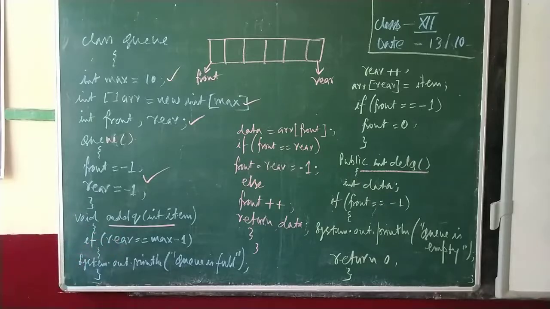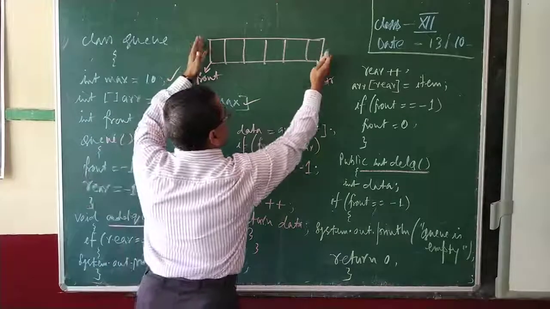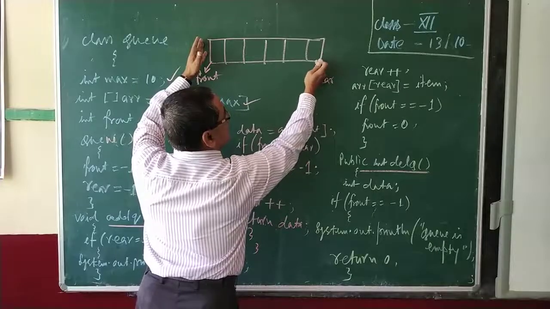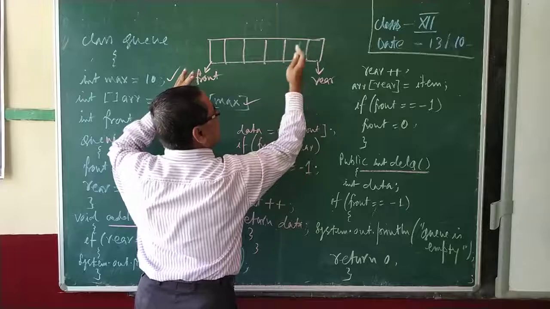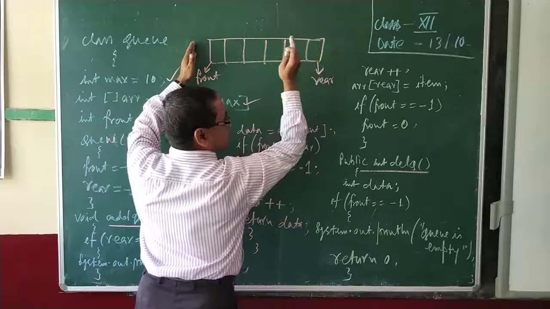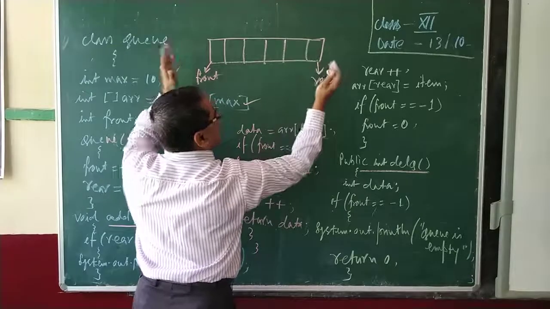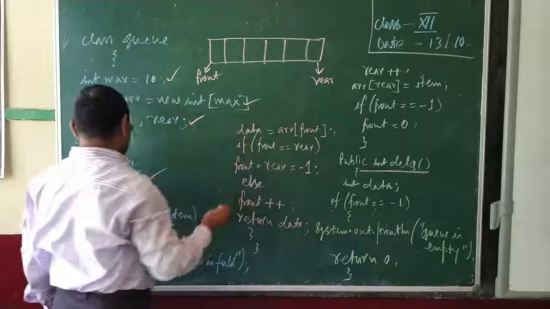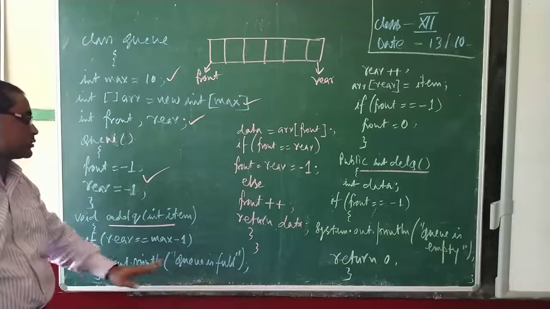If rear equal to max -1, then the queue is full. That means if rear is at the end of your array size, there are no more elements to add inside it. If the rear is here, then you can add some more. But if the rear is at the end, there is no space. If 10 fellows are allowed to stand in the line and all 10 are already there, no more fellows can be inserted. So if rear equal to max -1, the queue is full.